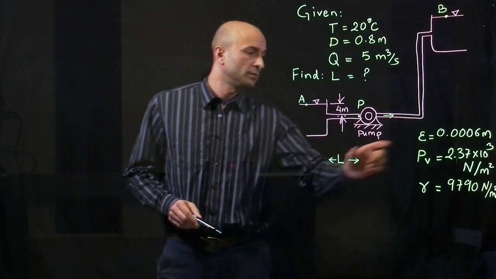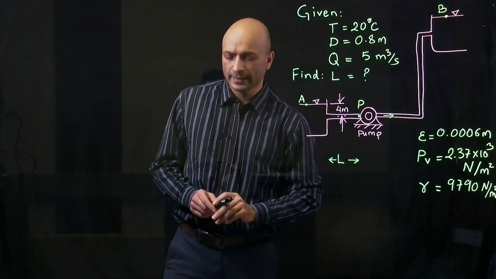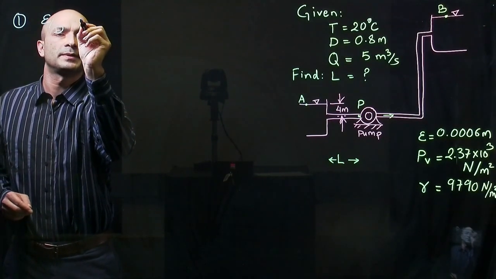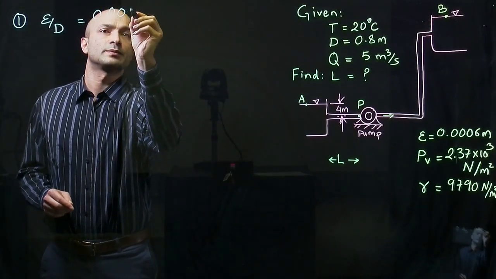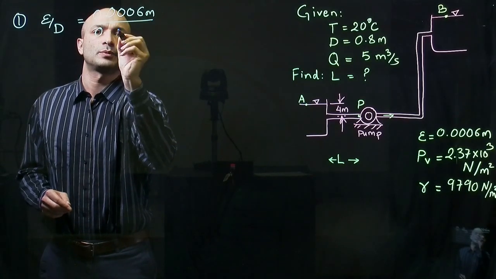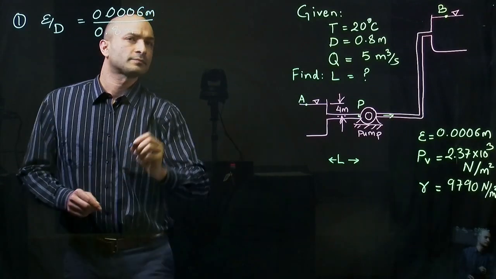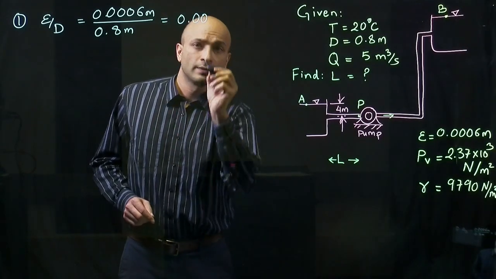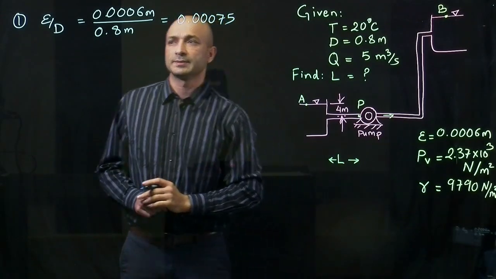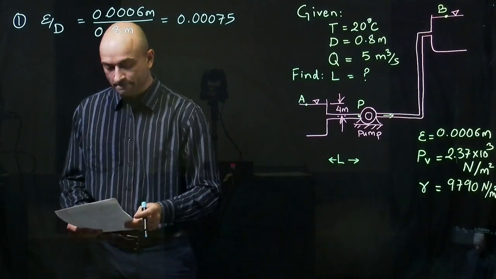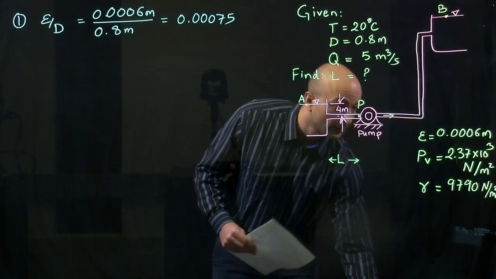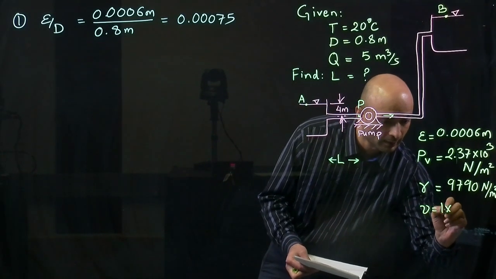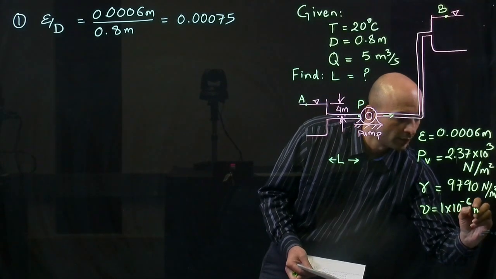First thing, we know the material, so we know the roughness, we know the diameter. We can get the relative roughness of this pipe: 0.0006 meters divided by 0.8 meters. And that will be 0.00075, and that is unitless. The viscosity, let's add that here as well at 20 degrees centigrade. Viscosity is 1 times 10 to the power minus 6 meters squared per second.